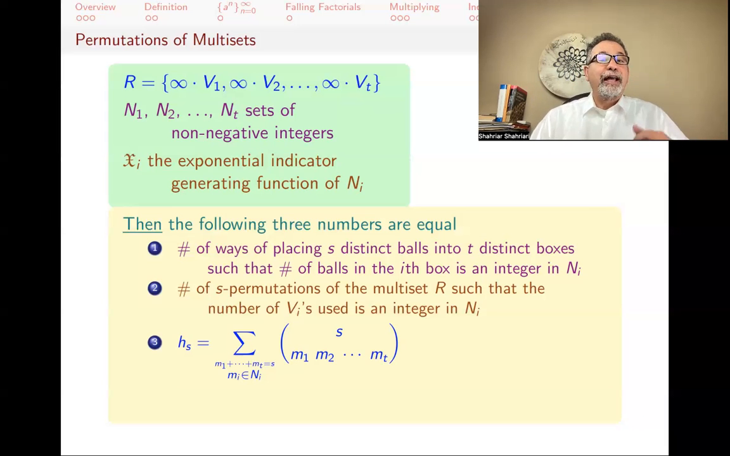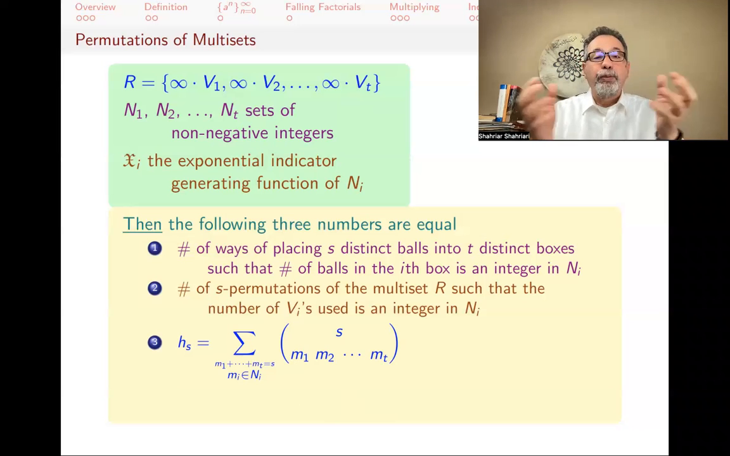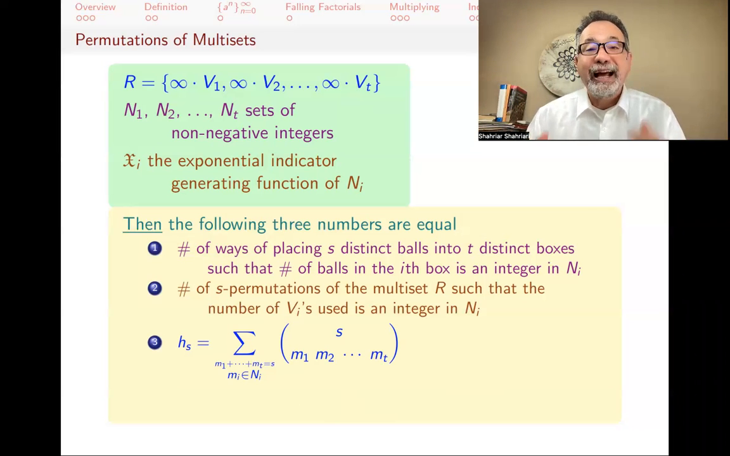I want m1 to tell me how many v1s I use, m2 to tell me how many v2s I use, and so on. But I've got to have the condition that mi is in Ni. So m1 is in N1, m2 is in N2, and so forth. Given that, if I solve that and find those, then I know how many v1s, v2s, and vt's I want. Then I'm back to one of the easier cases where I have a whole bunch of things and I want to permute all of them. And we saw that the answer to that is a multinomial coefficient.